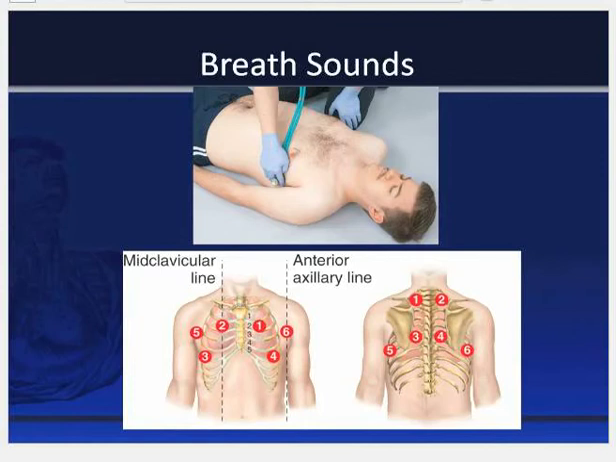When we're listening for breath sounds, we'll listen at the top of the lungs in the midclavicular line on both sides of the chest. We listen at the bases of the lungs, which is the bottom, and in the mid-axillary line on both sides of the chest. It's important to compare each side when assessing our breath sounds.